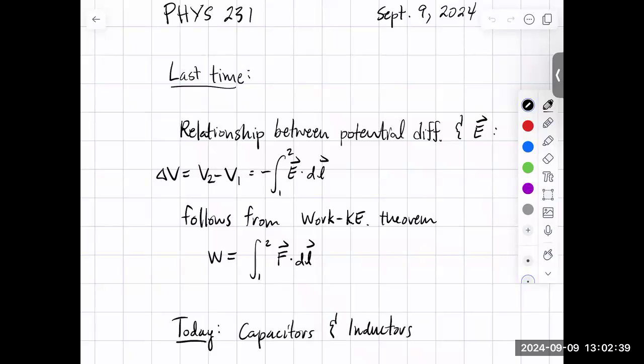Okay, so what I want to do today is start talking about capacitors and inductors. Capacitors are going to be more review. I'm not going to re-derive everything, but I'll give you a flavor of how we got those results. Inductors are solenoids, so we know something about solenoids, but maybe in the context of circuit analysis, not so much. So we'll do that one a little more carefully.